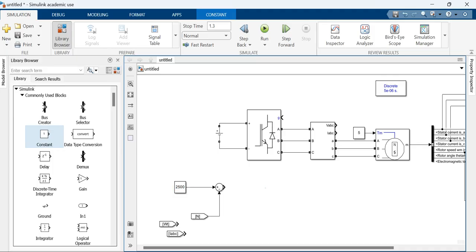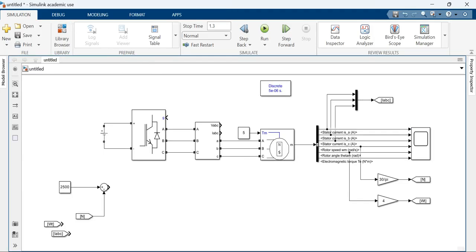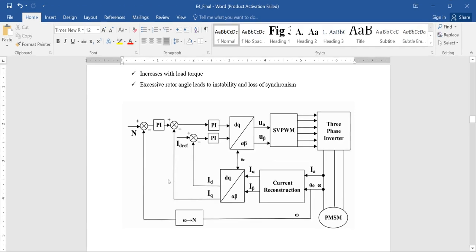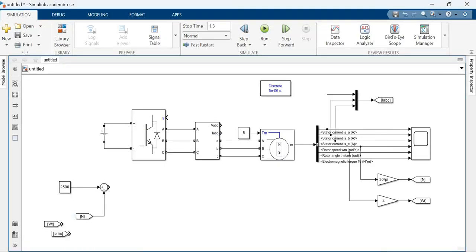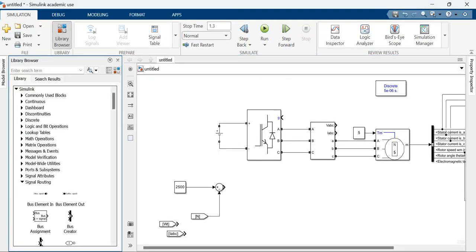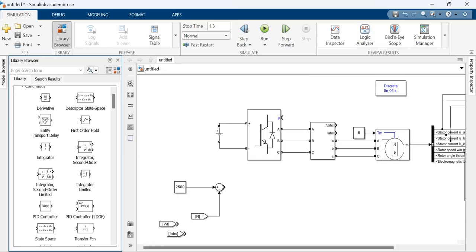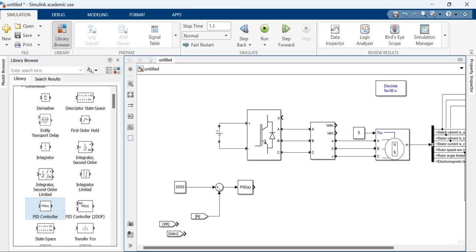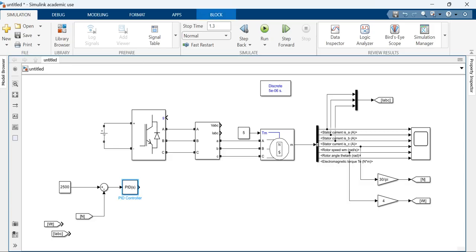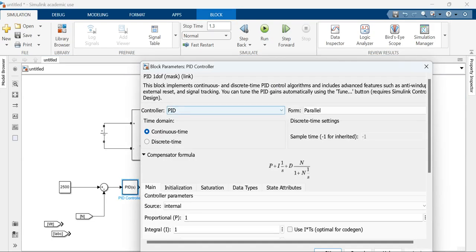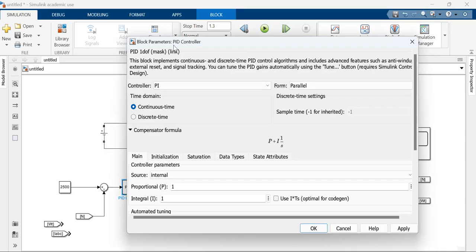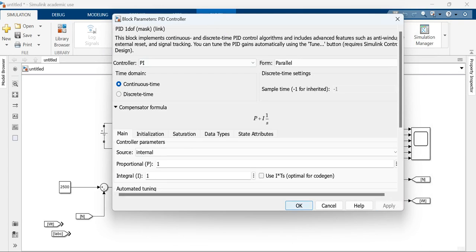Let me give it. And this has to be given to a PI controller. This is the actual speed, this is the reference speed. The error between these two is given to a PI controller. So let me take a PI controller. PI controller is available in continuous. You can just take a PID controller, drag it and put it on the screen and connect it, and double click on this and change this to PI, and we will give the values later. So let me give apply and OK.